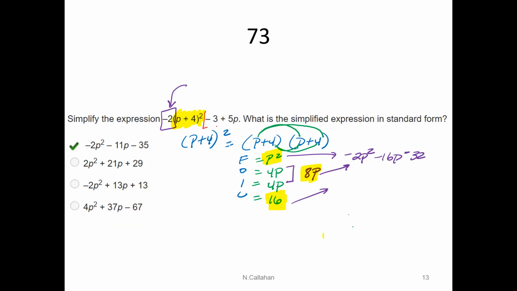But then don't forget the second part right here that I'm highlighting in red, which is -3 and plus 5p. You still have to add those together, okay? So be careful with that.